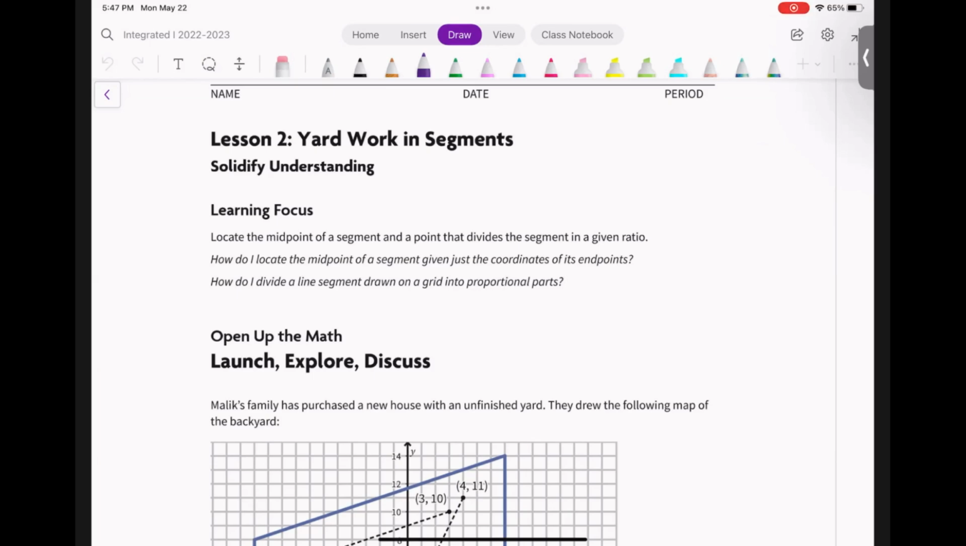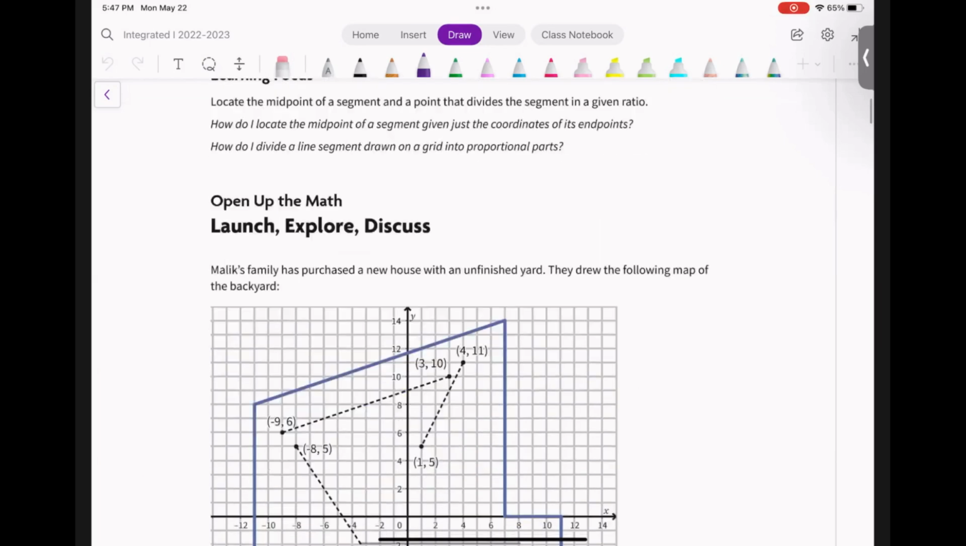This lesson may make a lot of sense to you because it's just finding the midpoint. A midpoint just means that you're finding the middle point of a segment. So in my brain, it divides that segment into two congruent parts.